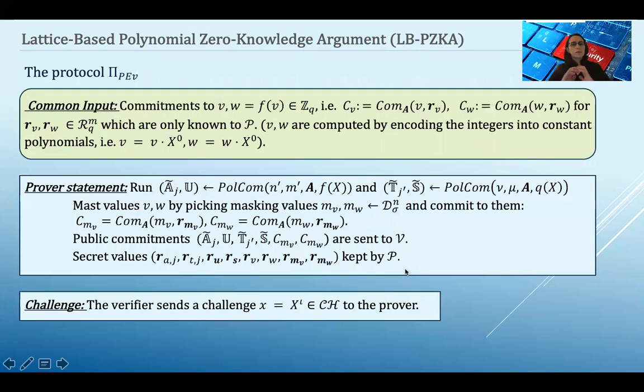Now the protocol itself looks as follows. It consists of the following steps. The common input to the protocol are the commitments to v and w. So basically the common input is C_v and C_w.